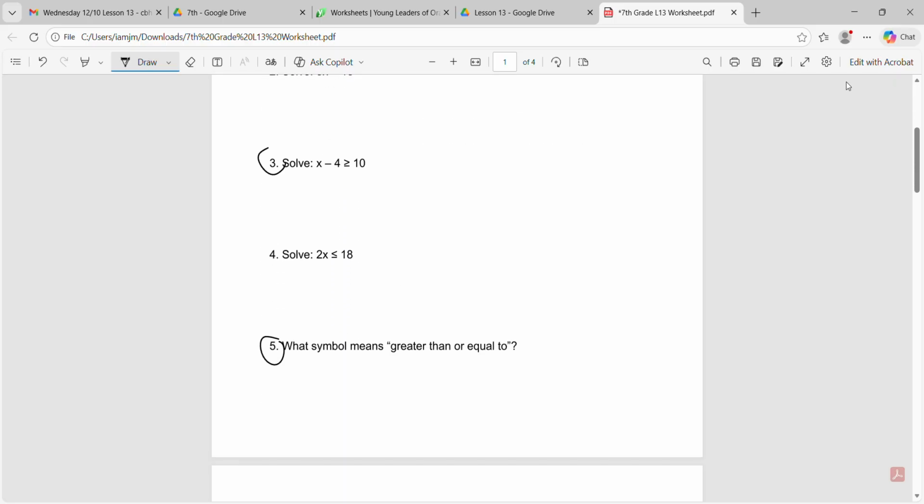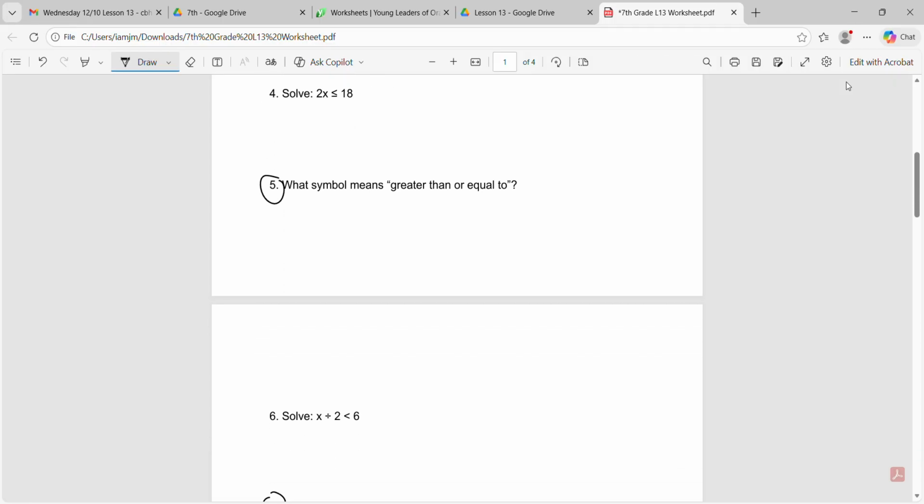Number 3. X minus 4 is greater than or equal to, this is the equal to sign, the line on the bottom, 10. So add 4 to each side. X is greater than or equal to 14.